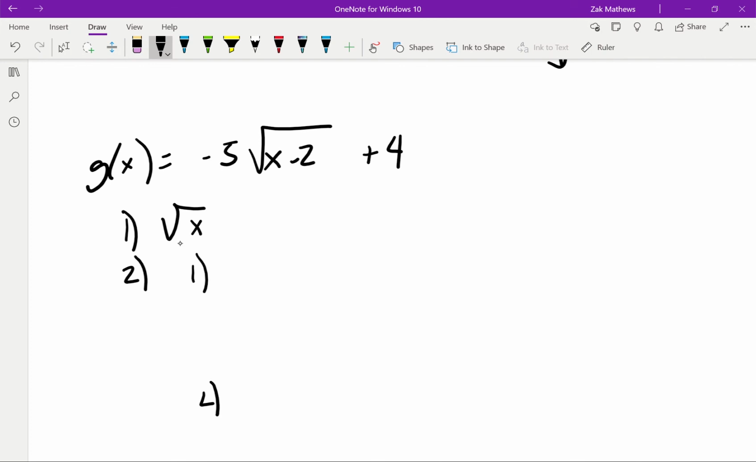First thing is always horizontal shifts. Look inside my parent function, I see a -2. That tells me I have to go right 2. Vertical shifts always occur on the outside, plus or minus. That's going to go up by 4.